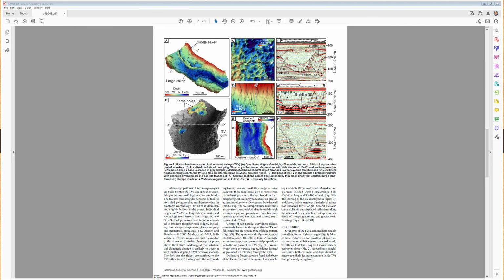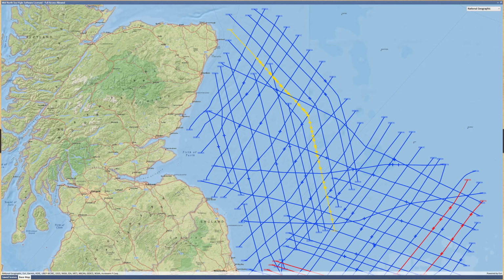But if the data is good, the visualizations of it are poor, the authors relying on 1970s-era variable density displays. That gave me an idea, because I'm currently working with the UK Oil and Gas Authority's Mid-North Sea High dataset that covers some of the area studied in the paper. The idea was to see what the tunnel valleys would look like in virtual reality.